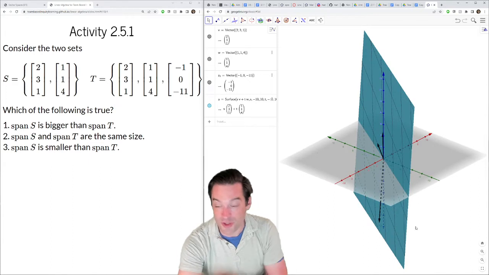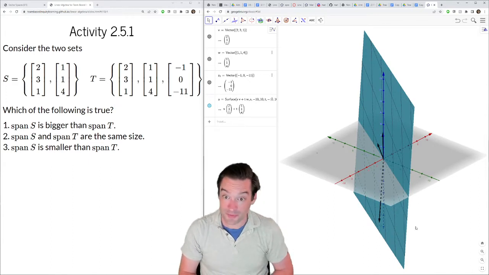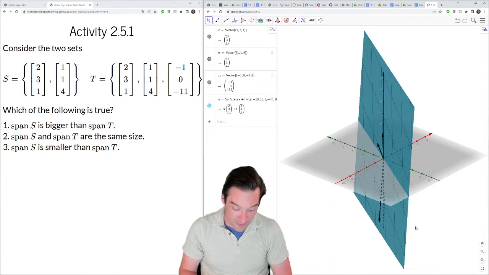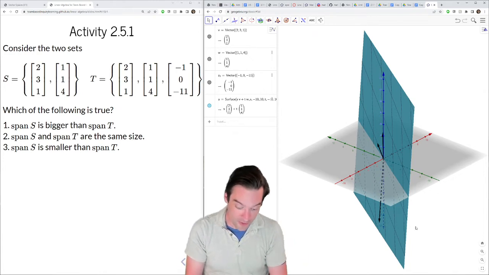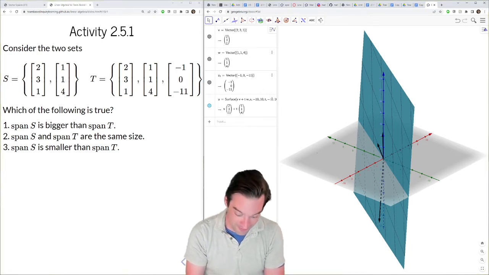But to know for sure, we probably have to do some kind of a calculation. We have to find out whether it's possible for there to be some linear combination of the first two vectors, (2, 3, 1) and (1, 1, 4), that is exactly equal to the third vector, (-1, 0, -11). So what's our tool for answering that question? How can I convert that into a vector equation?